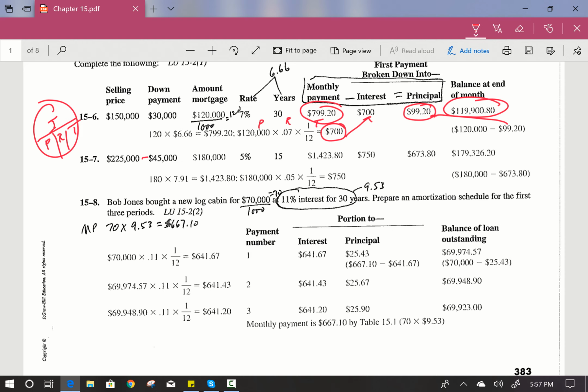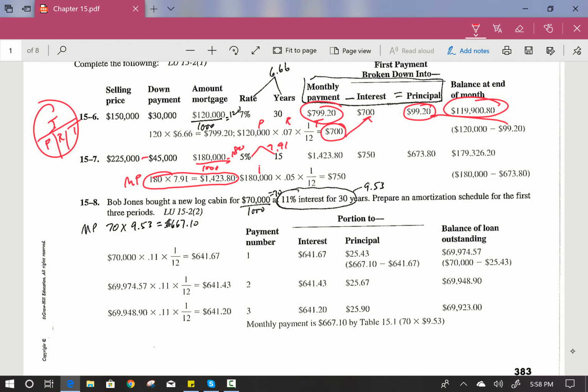Okay, number 7. Subtract your down payment of $45,000 from the cost of your home of $225,000. That will give you the amount of the mortgage of $180,000. Divide that by 1,000 for the chart, which equals 180. And then you're going to find your corresponding factor of 5% and 15 years, which is going to be 7.91. Take 7.91 times 180, and that will give you your monthly payment of $1,423.80.